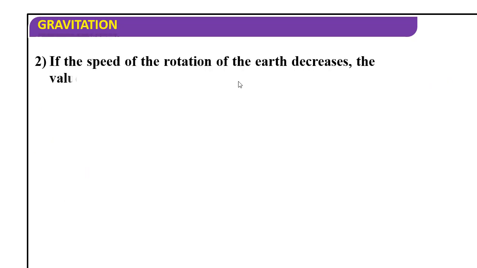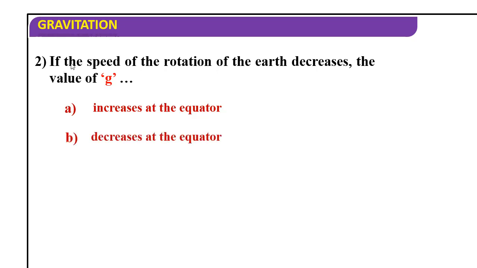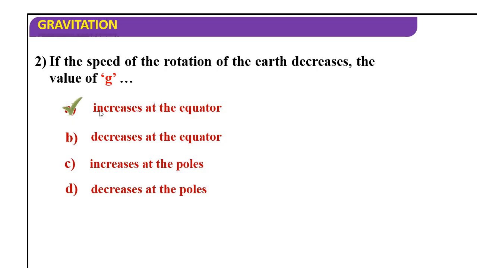If the speed of the rotation of the earth decreases, the value of g, what happens? Decreases at the equator. Speed decreases means R omega square decreases. At the equator, g_e is equal to g minus R omega square. Omega value is decreasing, so the subtraction will be less, so g increases at the equator. Okay.